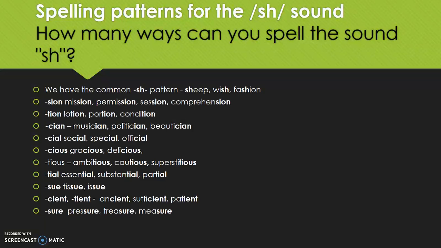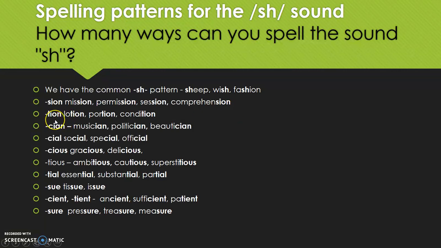First, we have the common sh pattern, as in the word sheep, where it's at the beginning of the word, or wish, where sh is at the end of the word, or fashion, where it's in the middle of the word. But did you know that all of these spelling patterns or letter patterns also say sh, have the sh sound? Let's look at them closely. S-I-O-N always says shun, such as in the word mission, permission, session, comprehension.